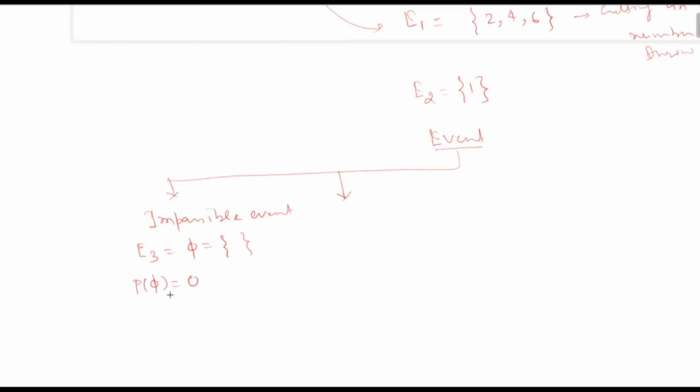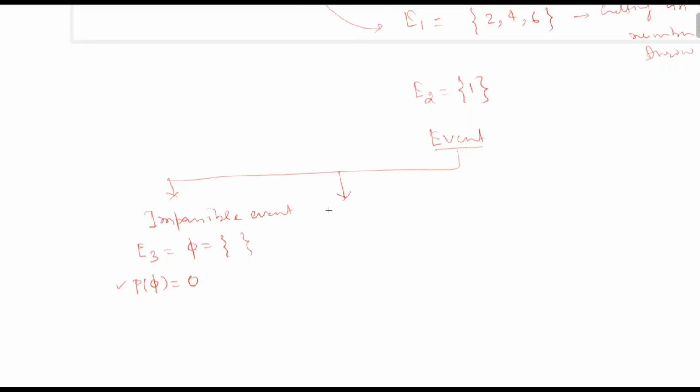Someone may ask, what is the probability of getting a 10 if I throw a die? If you are throwing a single die, you will never get a 10. So the probability of that event happening is zero. I'm not sure about the probability of getting a 1 or a 2 or a 3, but I can be 100% sure that you will never get a 10. So that is an impossible event.